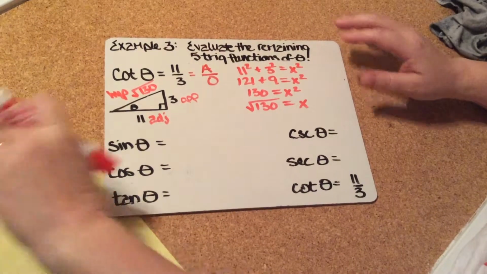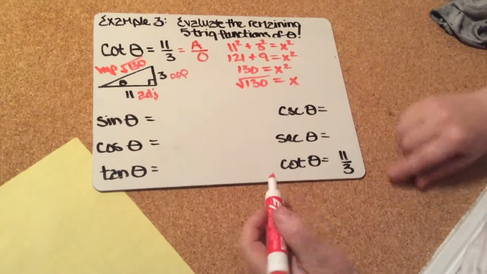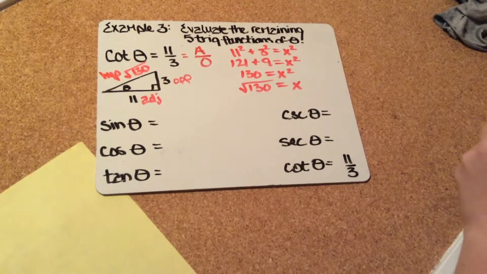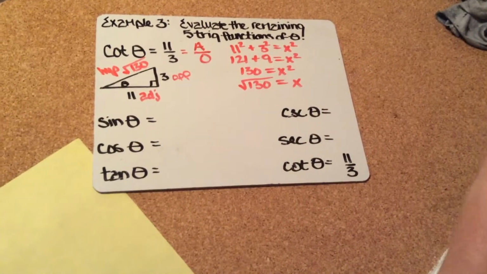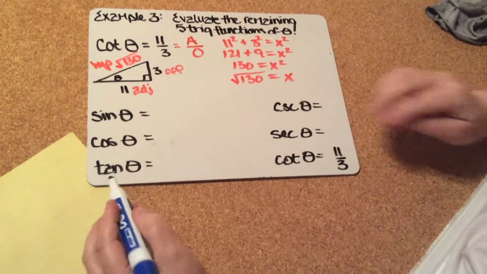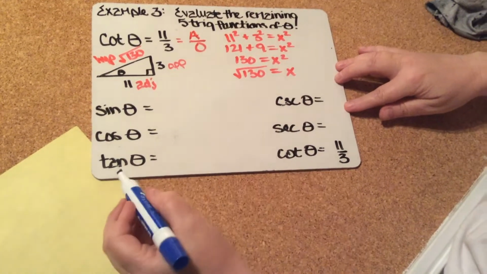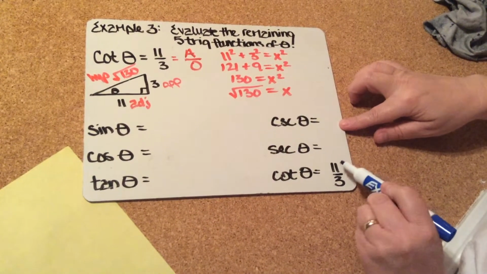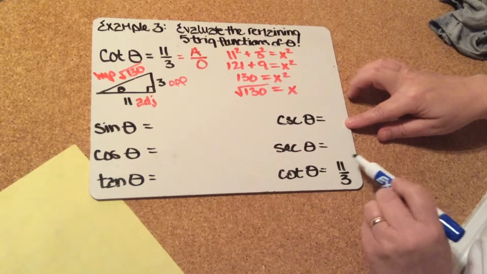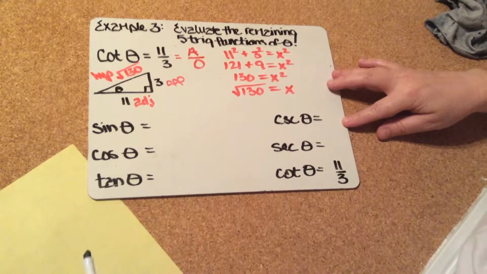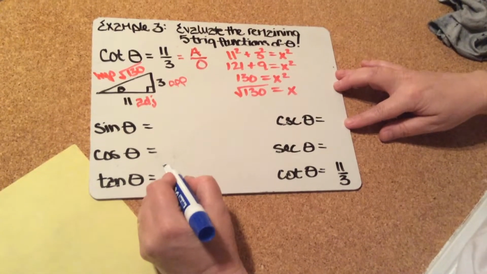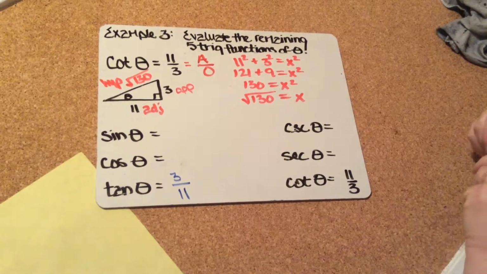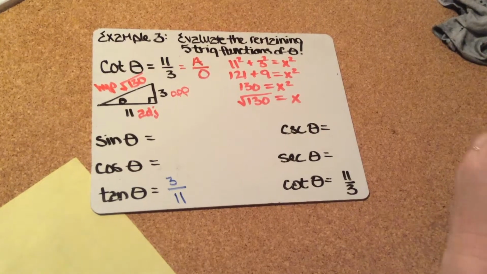Okay, here comes the fun part now. We got to find the other 5. Now remember in my directions they told me that cotangent theta was equal to 11/3. Now I am incredibly lazy, as you know. And so the first thing that I would do here is go and find tangent theta. I know that cotangent and tangent are reciprocals of each other. So if cotangent theta is equal to 11/3, tangent of theta is just going to be the flip of that, or the reciprocal. So tangent theta is going to be 3/11. Super easy.